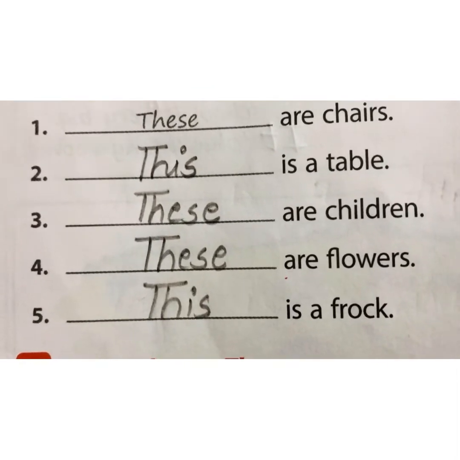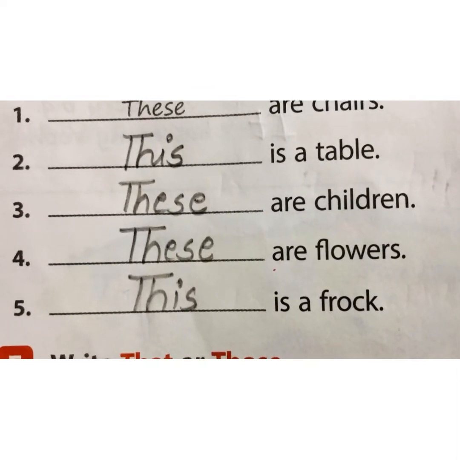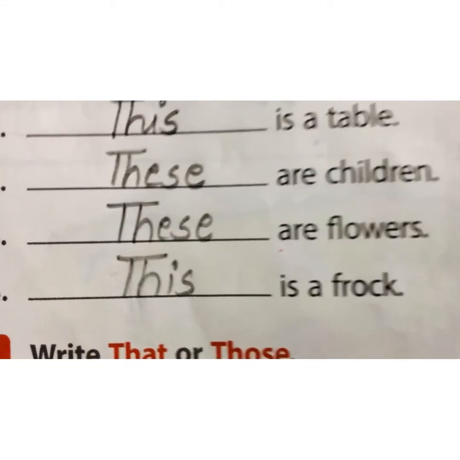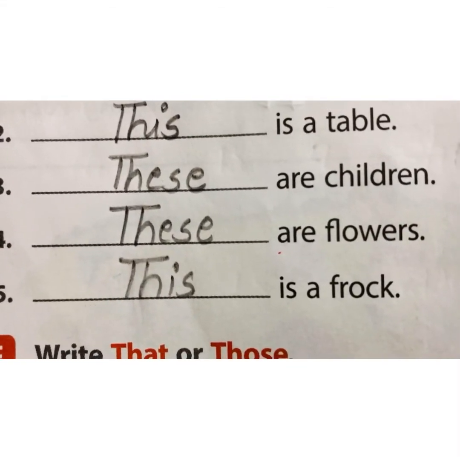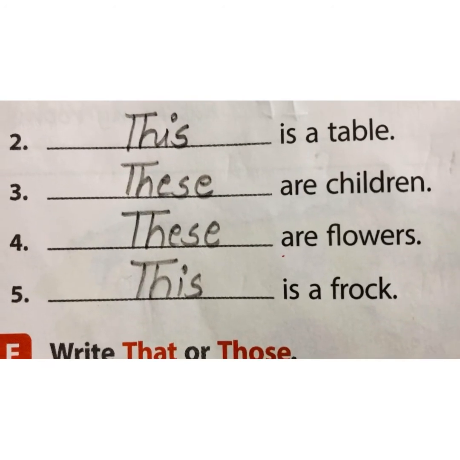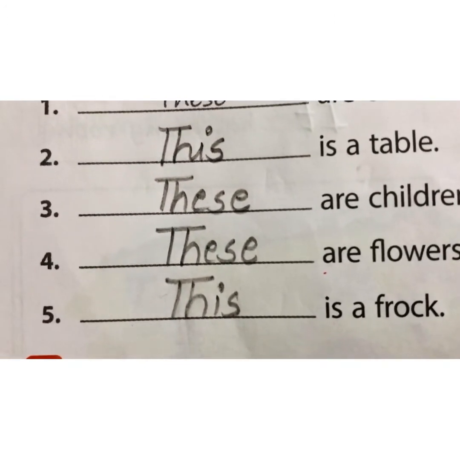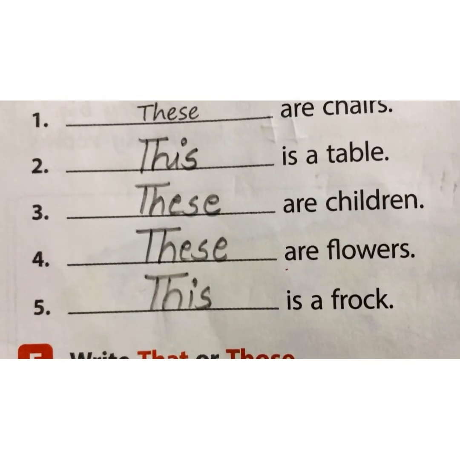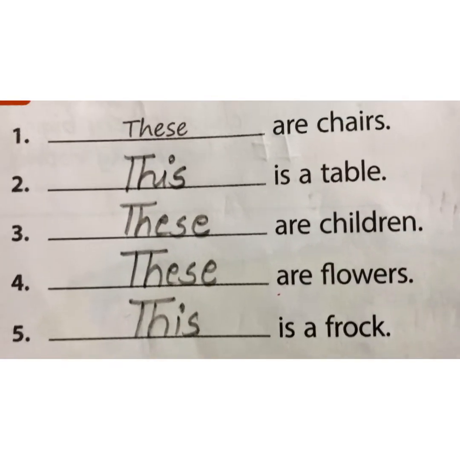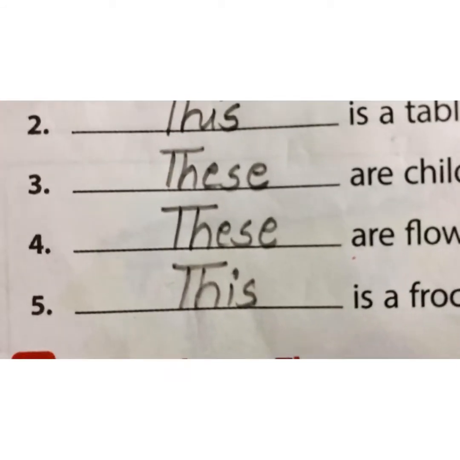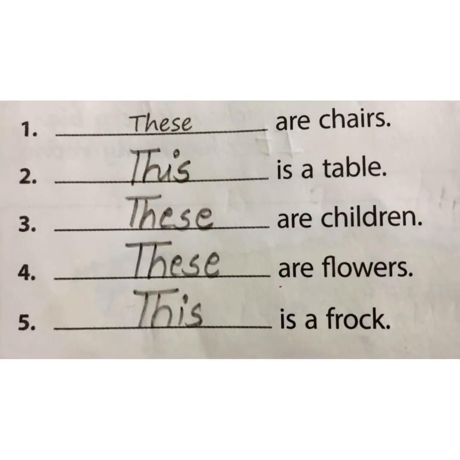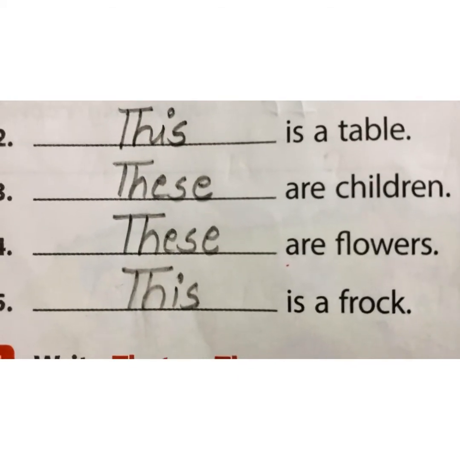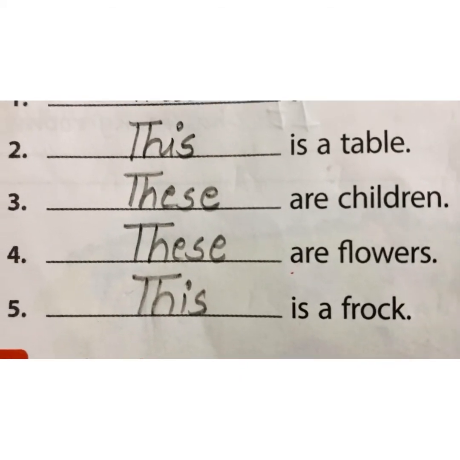Third, dash are children. Children, plural. More than one child are called children. So we will use these. The fourth one is dash are flowers. Plural, these. Fifth, dash is a frock. Singular, frock is singular. So we will use this.